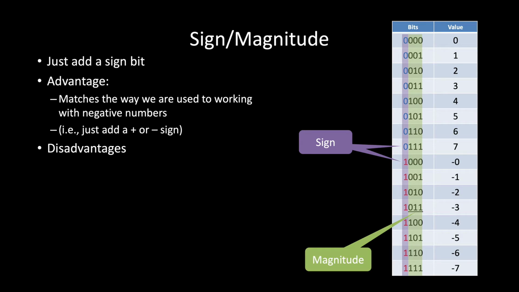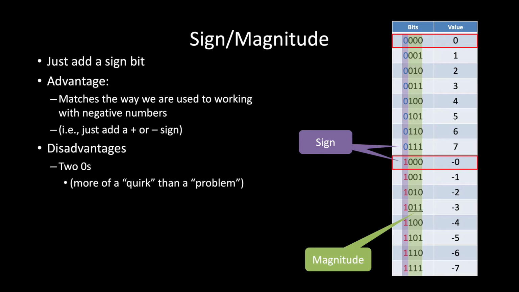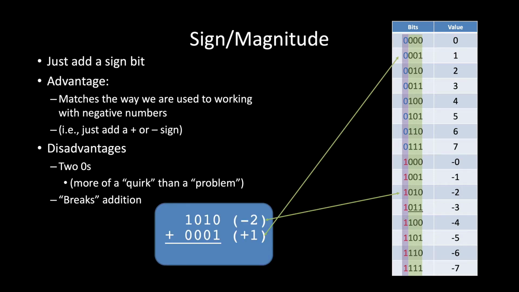The first thing that most people notice is that there are 2 bit patterns that both represent 0. Now, in my opinion, this is more of a quirk than a problem, but it's still worth noting. The bigger issue is that sign magnitude breaks addition. And by breaks, I mean that the traditional longhand algorithm that we base the ripple carry on doesn't work. For example, look what happens when we use the traditional algorithm to add -2 plus 1. The resulting answer is -3, not -1.